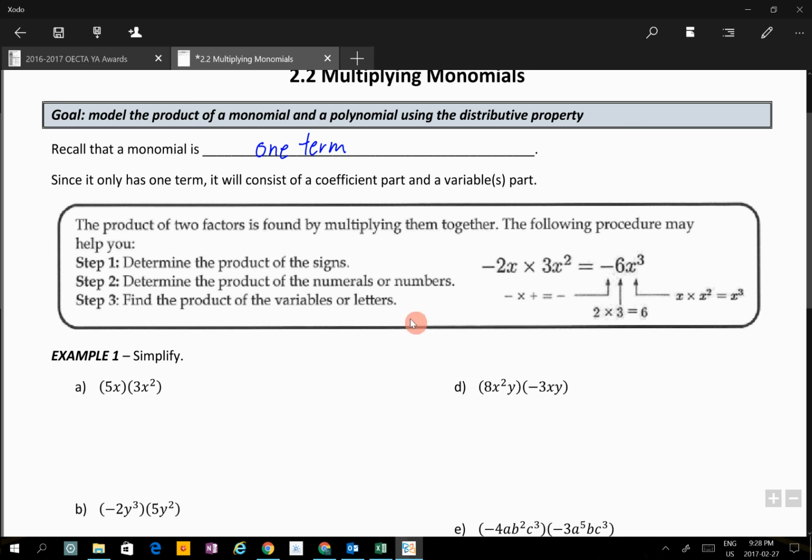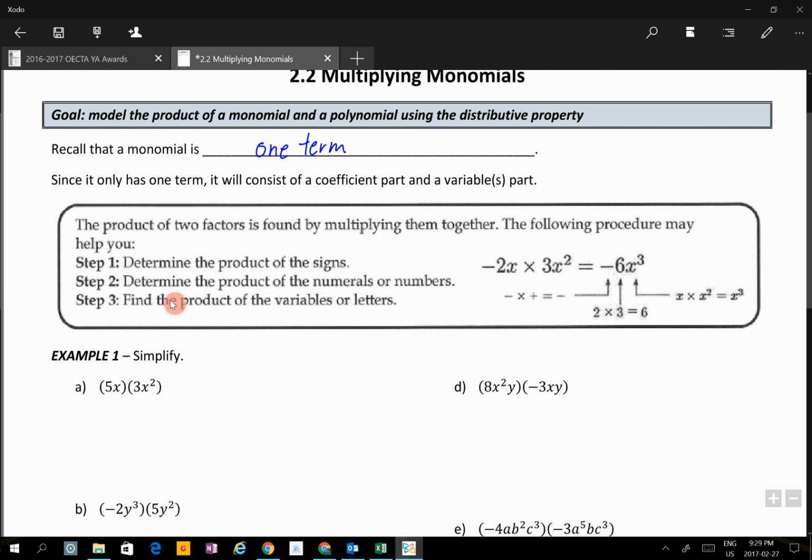Okay. So an example here, negative 2x times 3x squared. So step one, determine the product of the signs. If I have a negative times a positive term here, I'm going to have a negative term. Step two, determine the product of the numerals or numbers. So 2 is my coefficient for x. 3 is the coefficient for this term here. So 2 times 3 is 6.